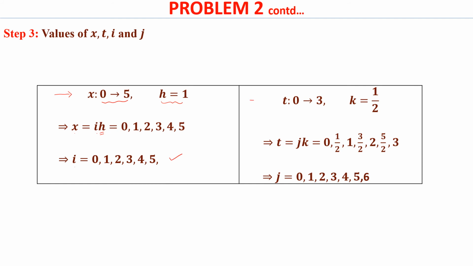Similarly, take the values of t. t is from 0 to 3, k equal to half. So t, which is equal to jk according to the finite difference form, we split 0 to 3 in steps of half. So it becomes 0, half, 1, 3 by 2, 2, 5 by 2 and 6 by 2, which is 3. Then we divide by k. What is k? k is half. We divide by k so that the values of j will be from 0 to 6. So this is exactly how we did the previous problem. So kindly follow it up in a similar manner.